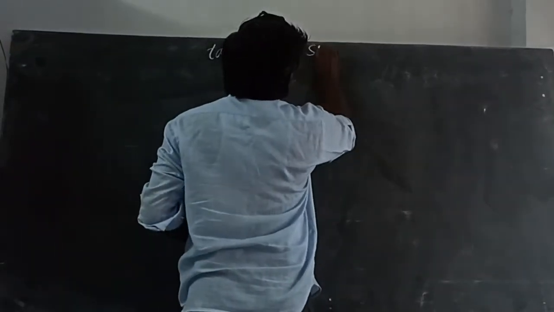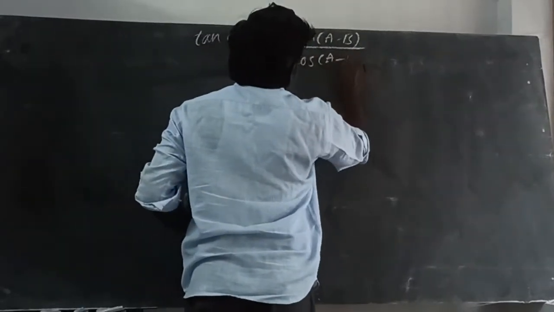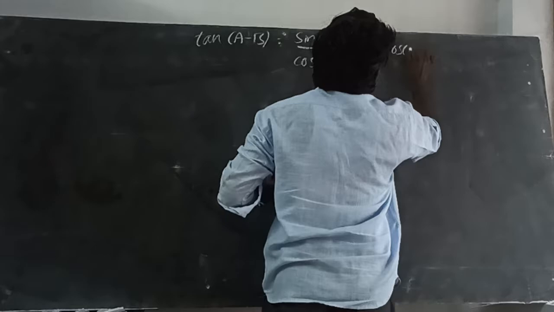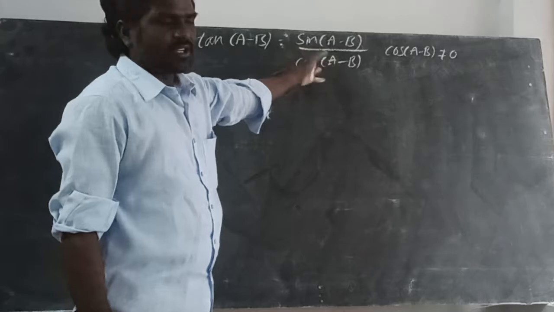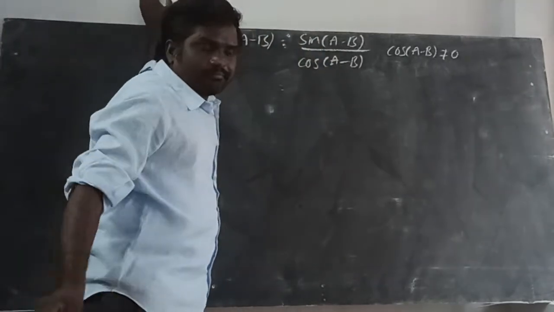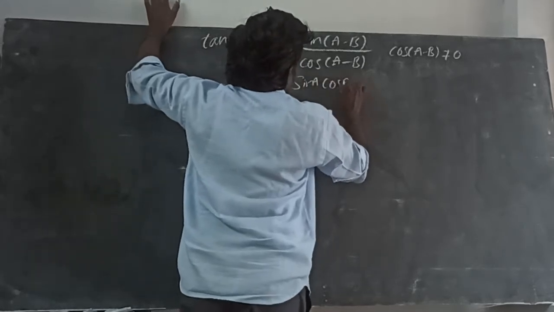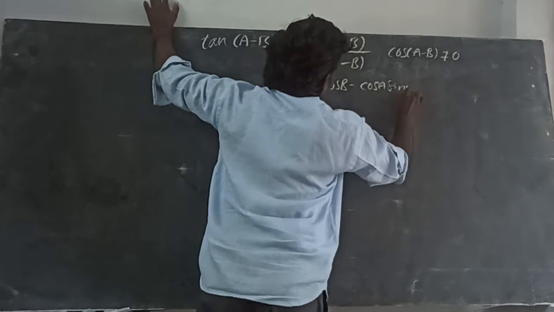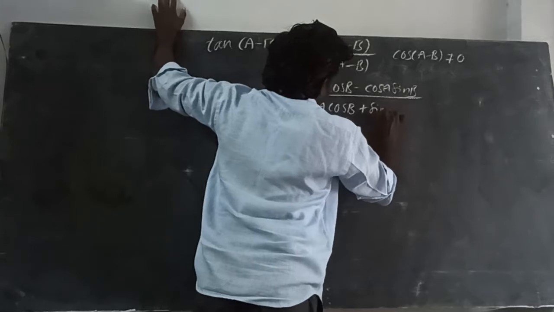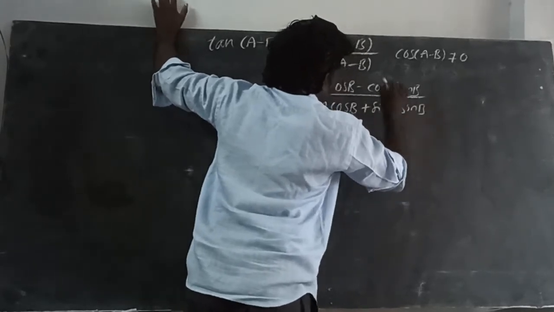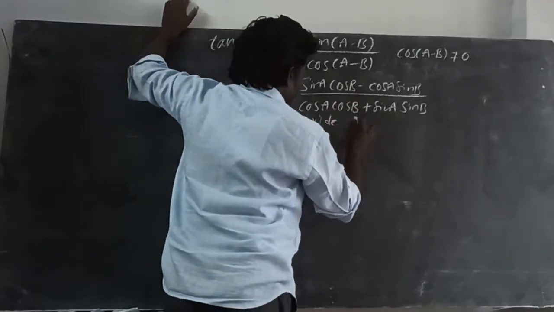Now tan of A minus B is sin of A minus B by cos of A minus B. Here cos of A minus B is not equal to 0; if it becomes 0, it is not defined. So sin of A minus B is sin A cos B minus cos A sin B, by cos A cos B plus sin A sin B. Here we can divide numerator and denominator by cos A cos B.